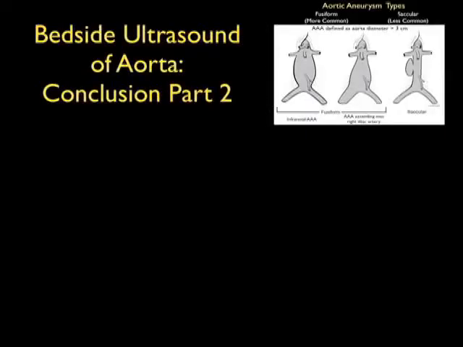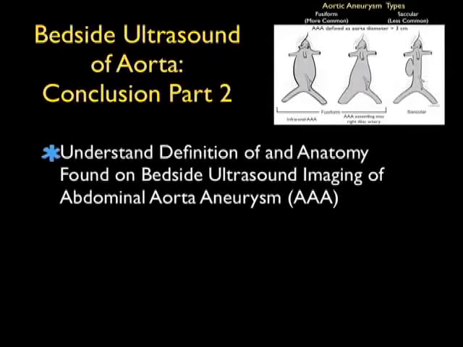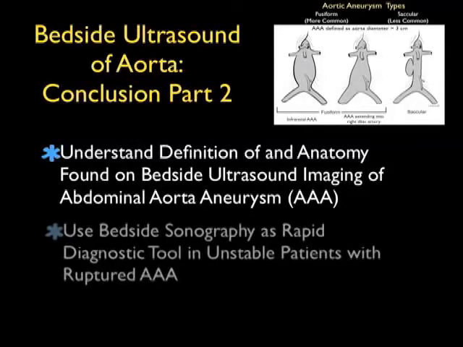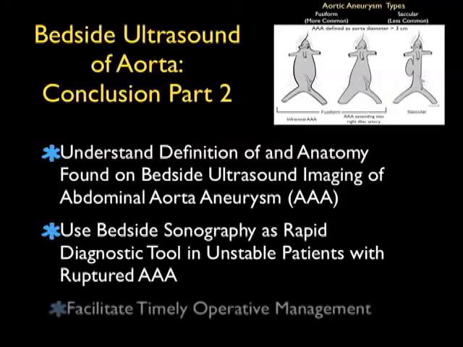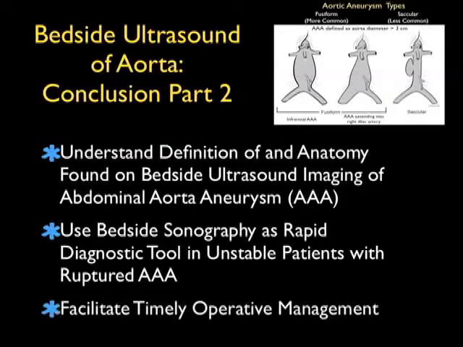Doppler. In conclusion, thanks for joining me for this SoundBites module going over part 2 of bedside ultrasound of the aorta. Hopefully through this module, you now understand the definition of and anatomy found on bedside ultrasound imaging of an abdominal aortic aneurysm. And now you can use bedside sonography as a rapid diagnostic tool for picking up a AAA. Remember that if the patient has unstable hemodynamics and a large AAA is seen on bedside sonography, that patient must be assumed to have a rupturing AAA. Using bedside sonography, we can facilitate timely operative management of these patients and possibly save a life.